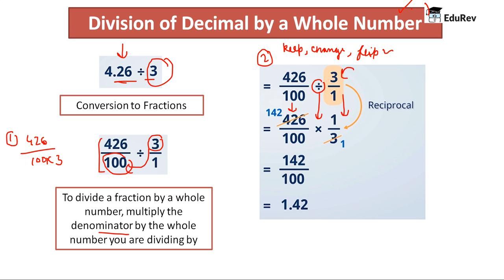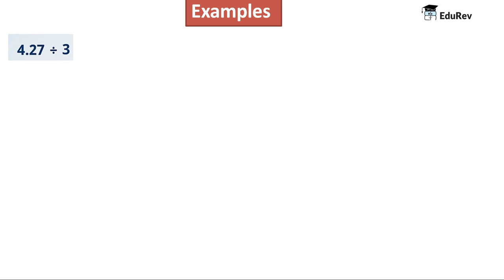After cancelling 426 by 3, we will get 142. Dividing 426 by 3: 3 into 1 is 3, 3 into 4 is 12, 3 into 2 is 6. We will get 142 by 100. Again, converting this fraction into a decimal, our answer will be 1.42. This is the correct answer. Let's see another example.